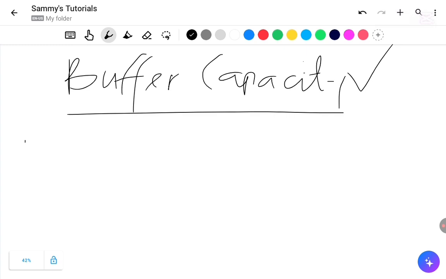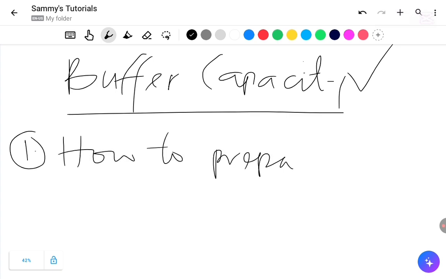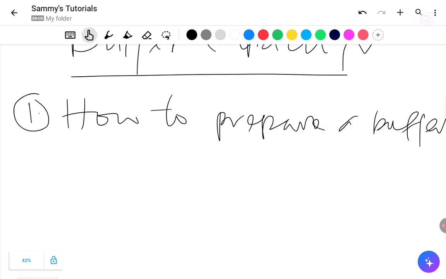Number one, how to prepare a buffer. The calculations involved, and the first calculation we are going to look at is this. Let's look at the questions quickly.